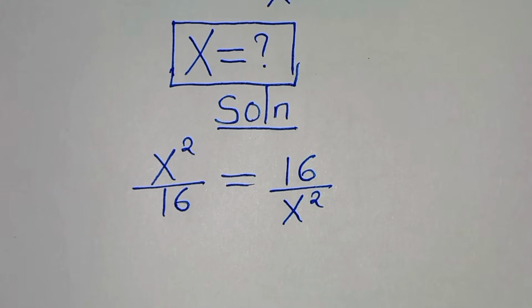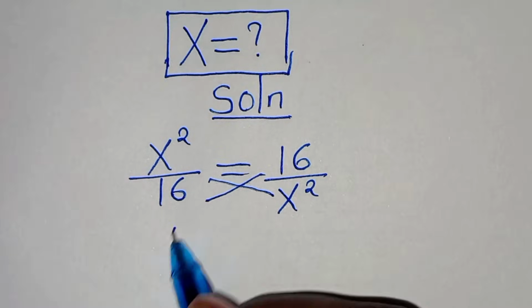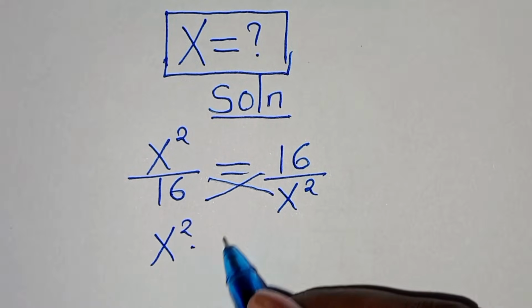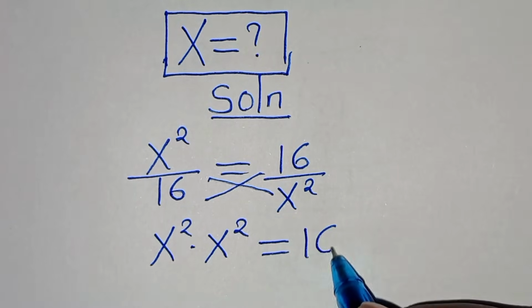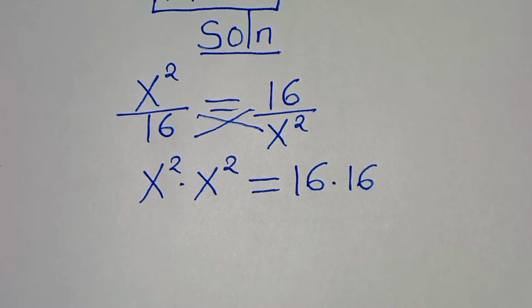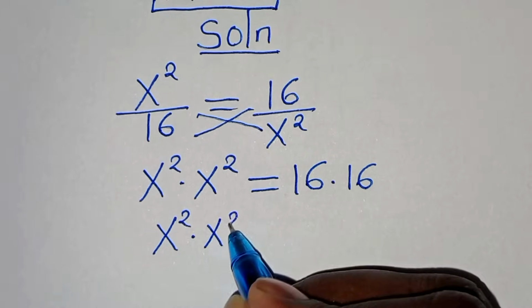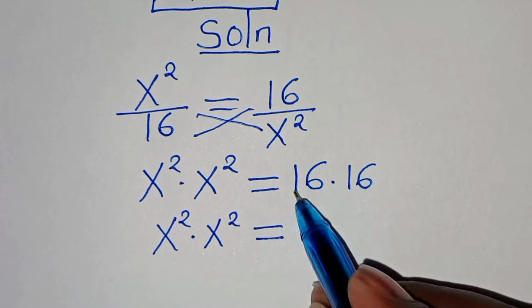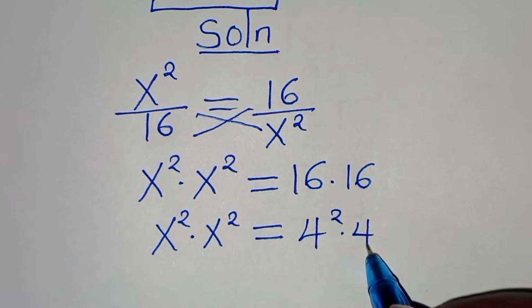So the first step is to cross multiply from here. So that now we have x to the power of 2 multiplied by x to the power of 2. This is equal to 16 multiplied by 16. So this is x to the power of 2 times x to the power of 2. This is equal to 16, which is 4 to the power of 2 times 4 to the power of 2.